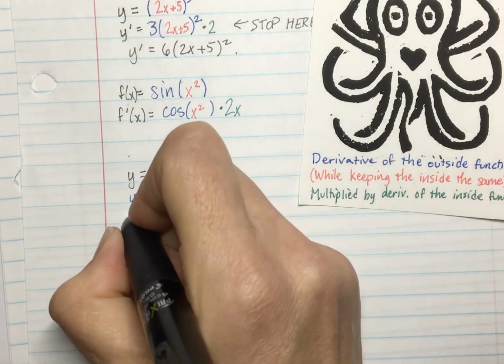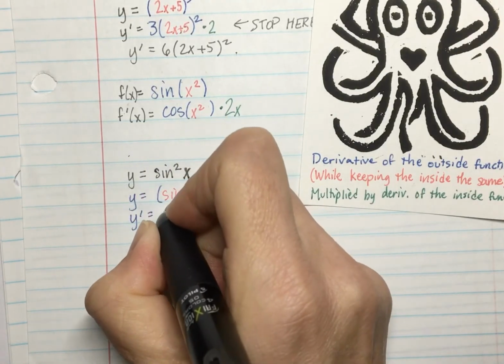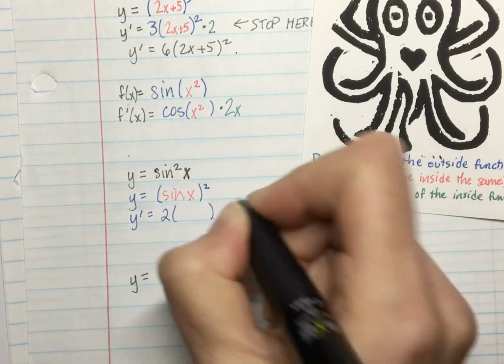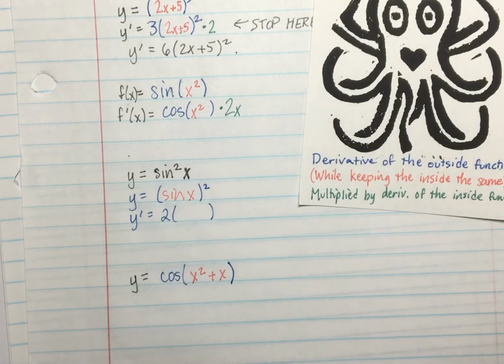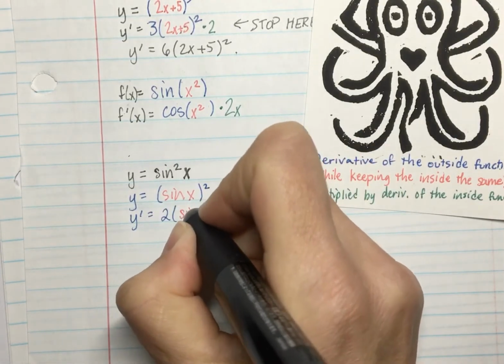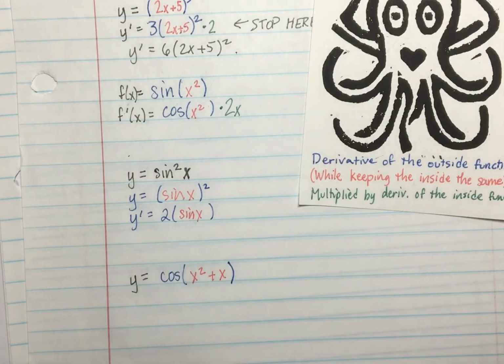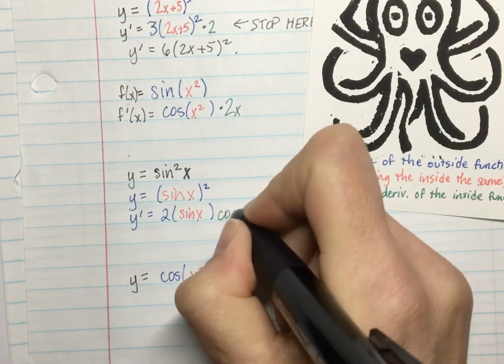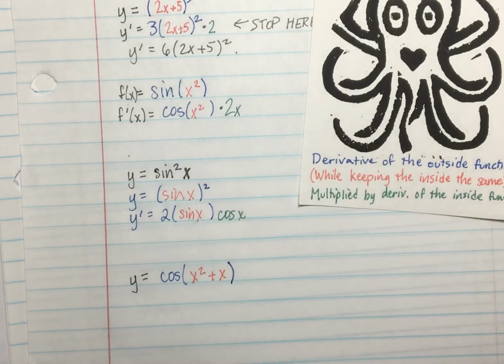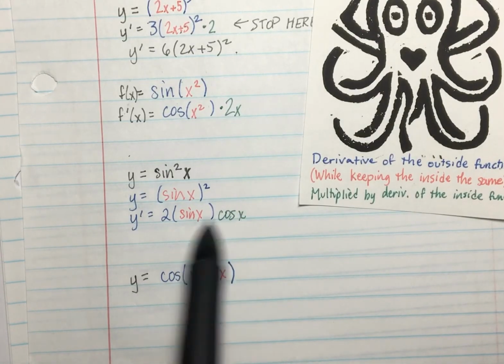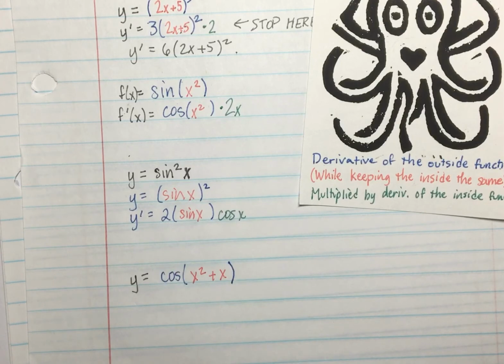So derivative of our outside is going to be 2 times, and then our new exponent is 1. And then we keep the inside the same, and then multiply this by the derivative of the inside function. This happens to be a trig identity, but you know what? I don't care, because remember, this is not about algebra or pre-calculus, this is about the calculus.